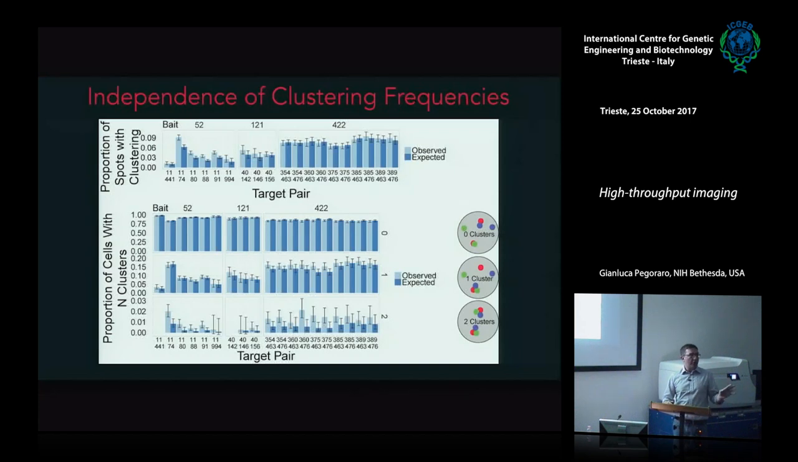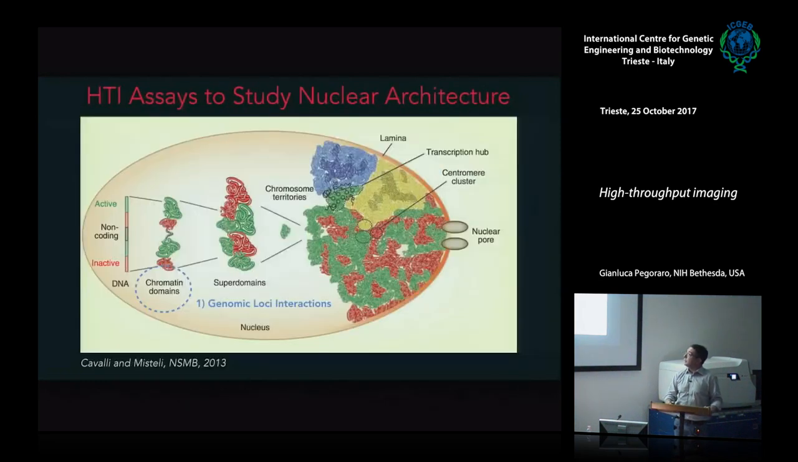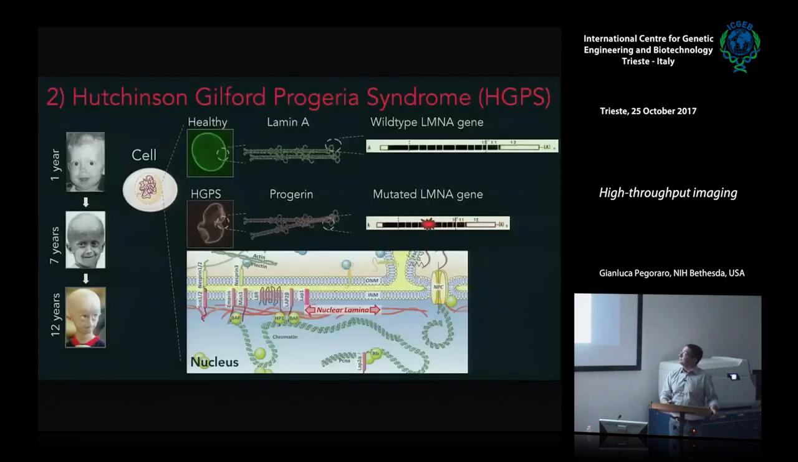So to summarize this first part, HiPMap and high-throughput imaging have been used to answer a specific question in a high-throughput manner. Now, let me switch gears and tell you about the use of high-throughput imaging for a screening application. I'll tell you a little bit about an RNAi screen for suppressors of the progeria phenotype.